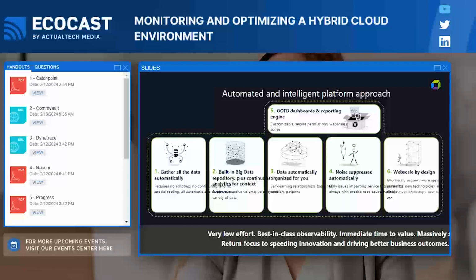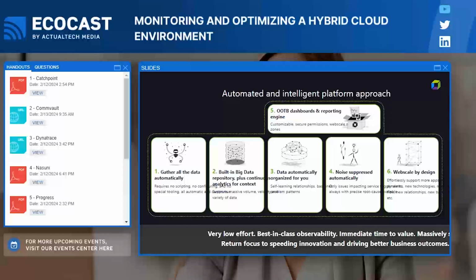So what if we could take all of that and put it into a more automated and intelligent platform approach? That is what we like to think about in terms of what Dynatrace can offer. Gathering all that data automatically that requires no scripting or configuring, building all of that big data into a repository that has continuous analytics for context, so being able to see a variety of data in ways that will make sense for you and your teams.